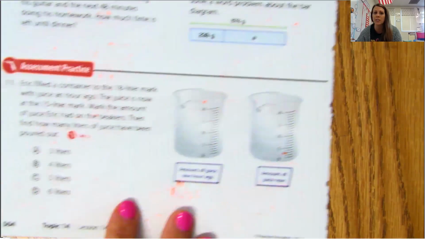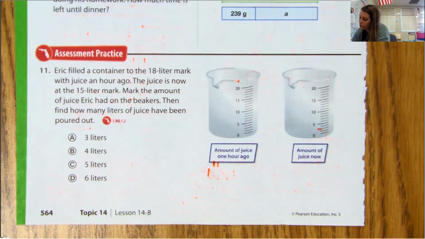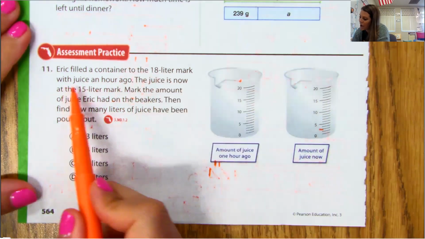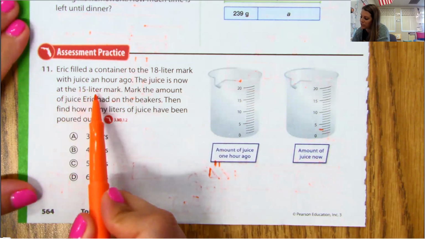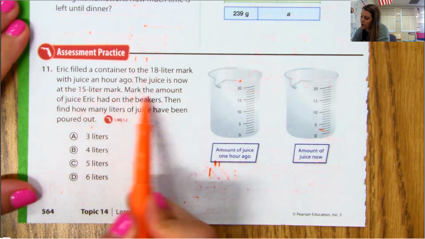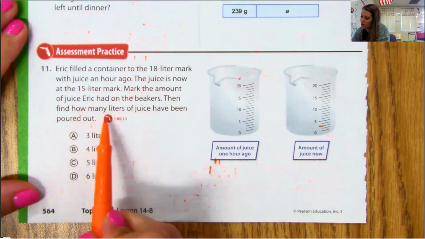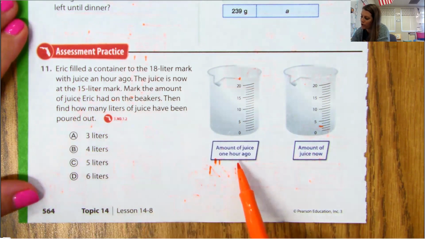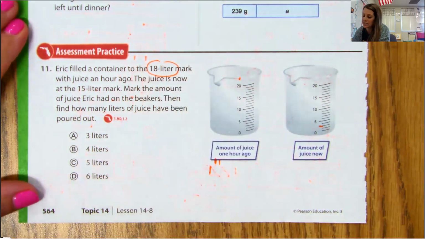Go ahead and look at our assessment practice number 11. Eric filled a container to the 18-liter mark with juice an hour ago. The juice is now at the 15-liter mark. Mark the amount of juice Eric had on the beakers, then find how many liters of juice have been poured. All right, about an hour ago, it says what? He had what? He had 18.